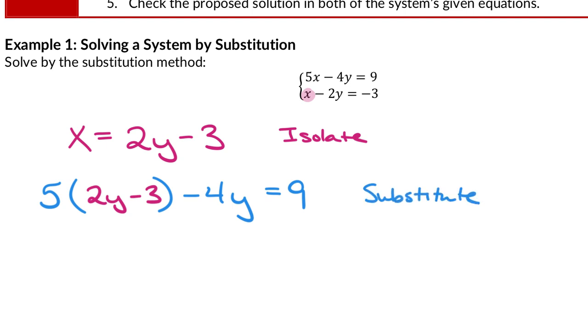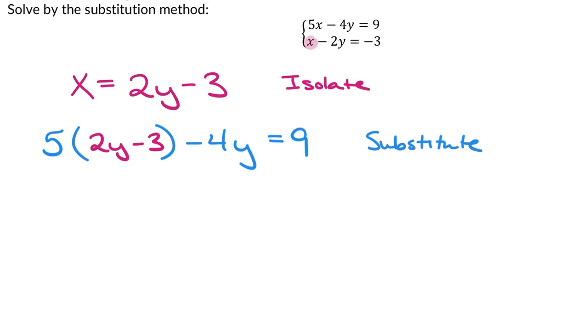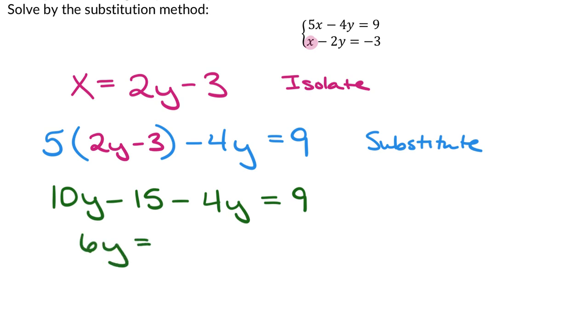Step 3 is to straight up solve for the variable that's left. So right here, the variable that's left is y. We use our Algebra 1 skills to solve for y. So I'm going to distribute. That's 10y minus 15 minus 4y equal to 9. We're going to combine our like terms. 10y minus 4y is 6y. And then add 15 to both sides. That's 24. Divide by 6 on both sides. That's 4. So, yes.